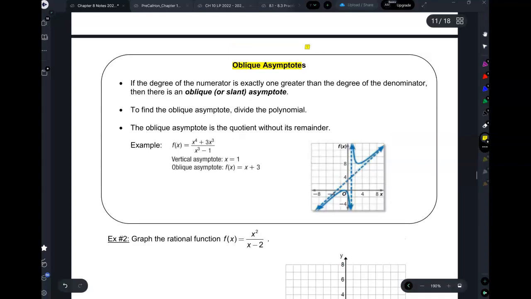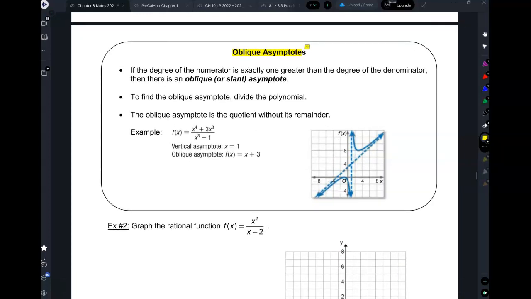Remember how we said if the degree of the numerator is higher, there is no horizontal asymptote? That is always true. However, if the degree of the numerator is exactly 1 greater than the degree of the denominator, then there is an oblique asymptote. So if it's x cubed over x squared, 1 higher on top, then there is an oblique asymptote. How do we find the oblique asymptote? Polynomial long division. You have to divide the polynomial. Okay? Yep, you remember polynomial division? It's back. It'll never leave you.